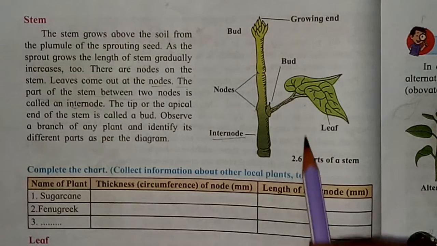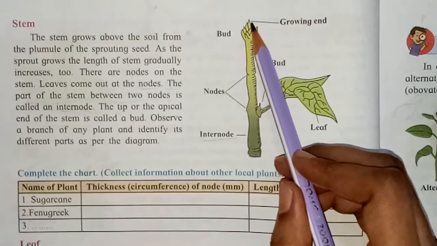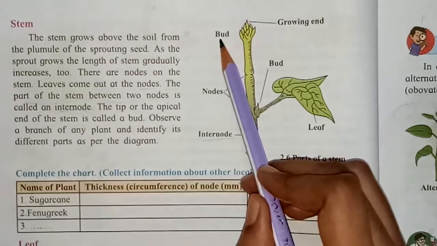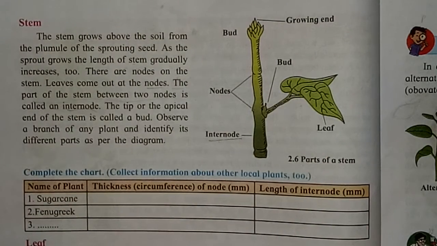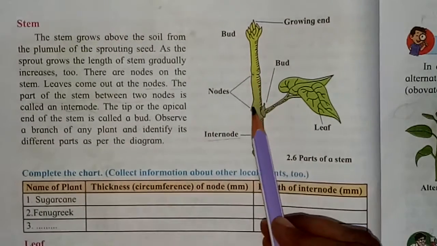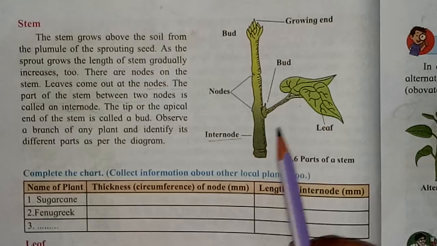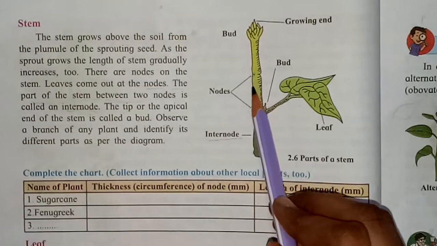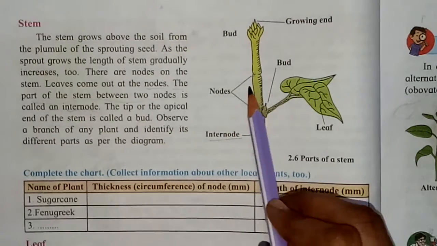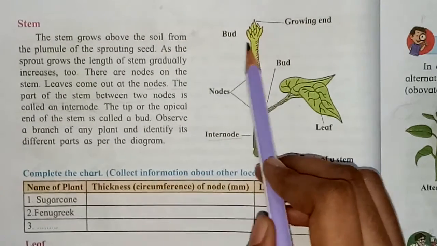Now, as you can see, this is the growing part of the stem. From these small leaves it is growing further. This part is called bud. So hope you have understood all the parts of the stem. Nodes are this part and this part. From these nodes, leaves come out, and the area between two nodes is called internode. Here also you can see an internode, and the growing part of the stem is called bud.